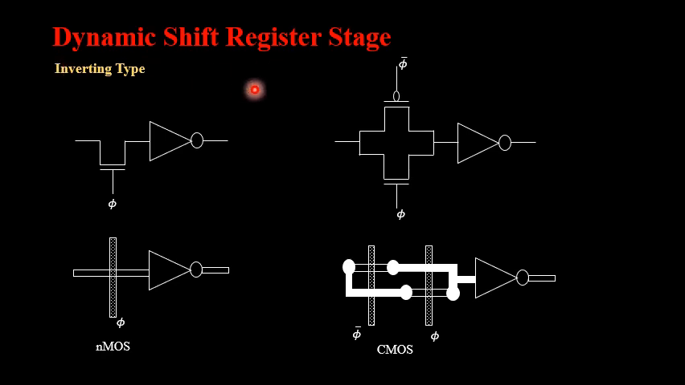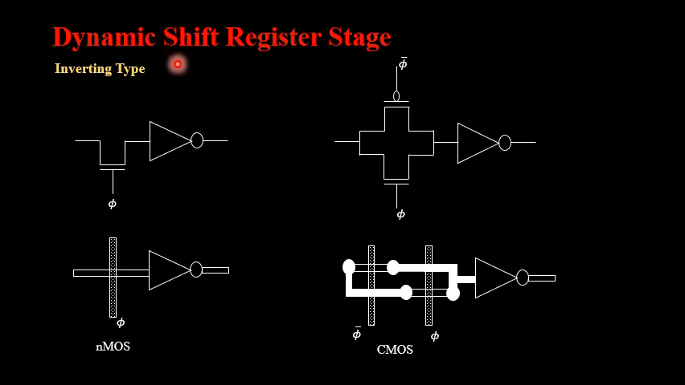We are discussing a storage element here in terms of dynamic shift register stages. In my next presentation, I will explain in detail how the operation of a dynamic shift register is performed depending upon the number of bits. In this particular presentation, I will just give you a brief description of a dynamic shift register and what the distinct types of it are.